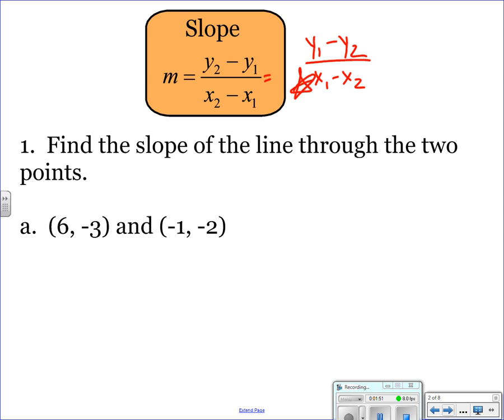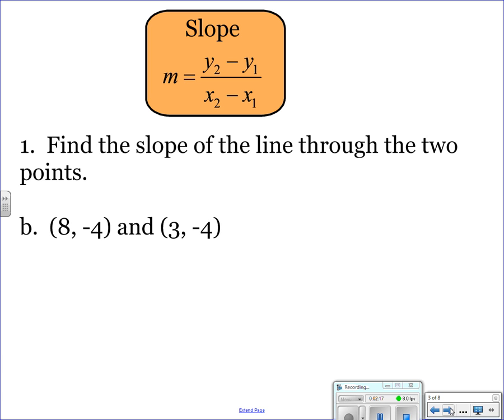So I'm going to go -3 minus a -2. Now I started with -3. I started with that point, so I have to go 6 minus a -1. So I get a -1 on the top. I get a 7 on the bottom. So my slope is -1/7.